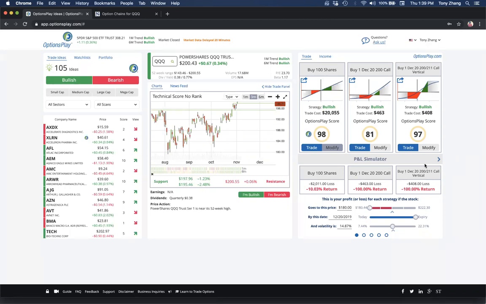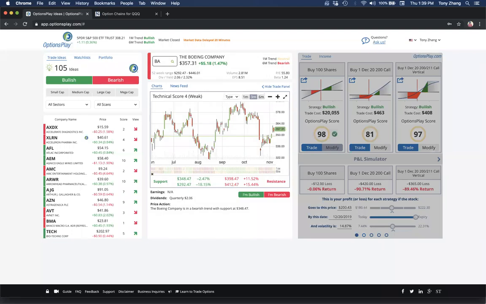That's how you maximize your profits in the long run: you get yourself a higher profit when you're right, you get yourself a lower risk when you're wrong, and if the stock doesn't move, you still risk less money than if you bought a call option. So that's how you can utilize options play to help you quickly find some directional plays.